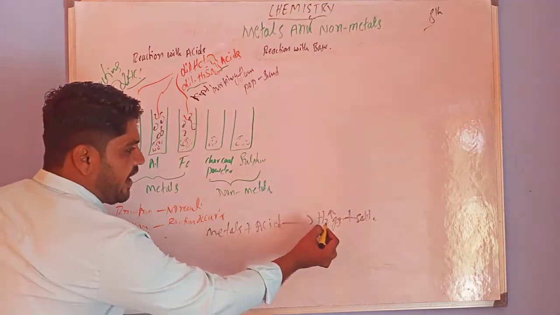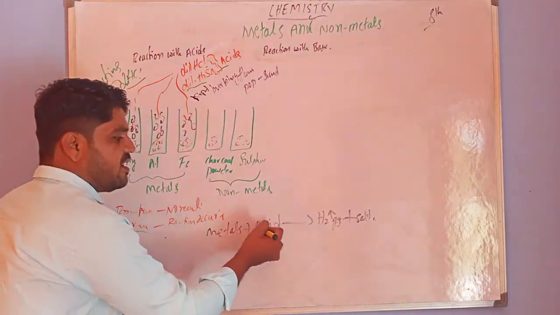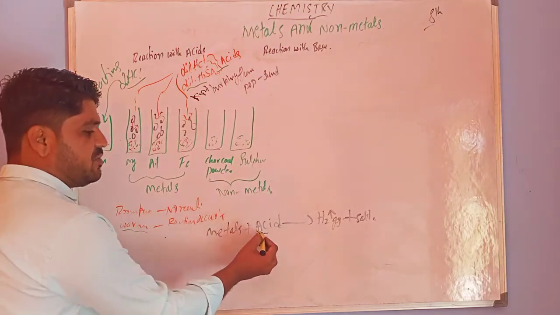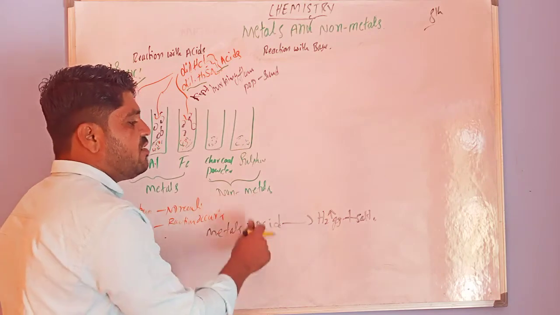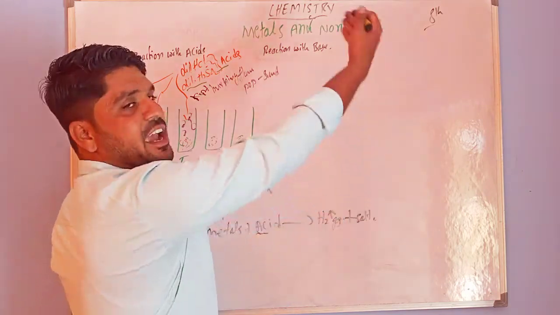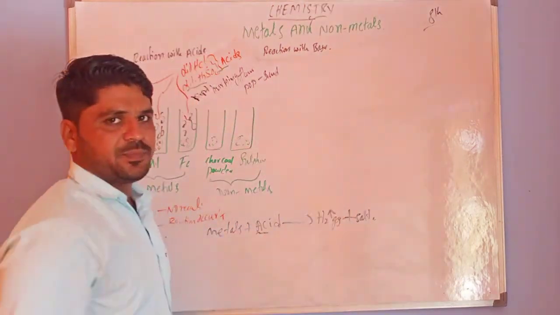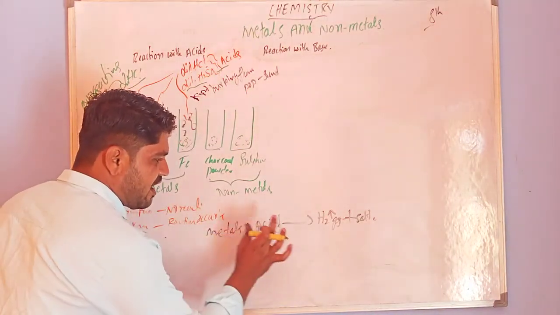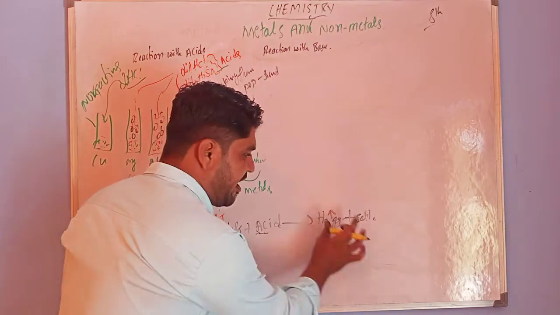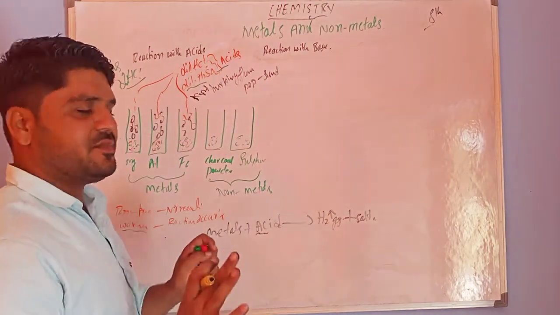The hydrogen is produced from the acids. In the acids, we can observe hydrogen atoms. Those hydrogen atoms change into hydrogen gas in the form of product. So the main point is, when metals react with acid, hydrogen gas is produced. This is the point. That's all.